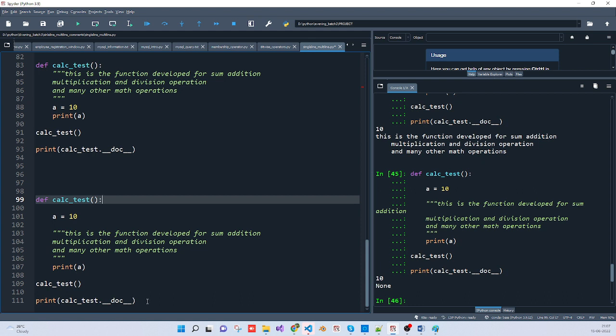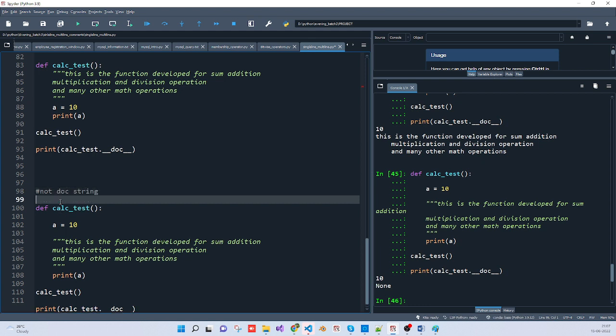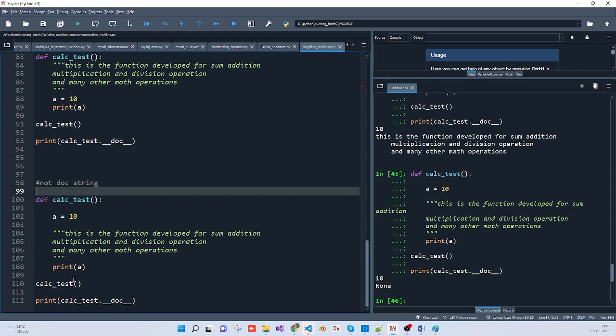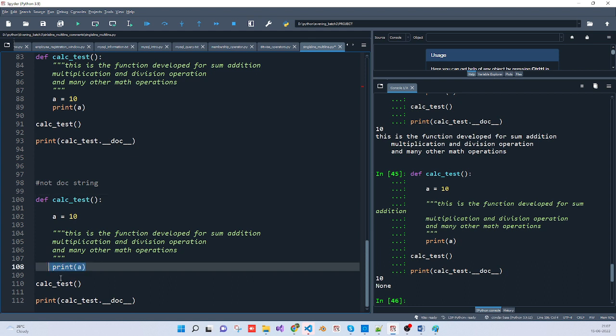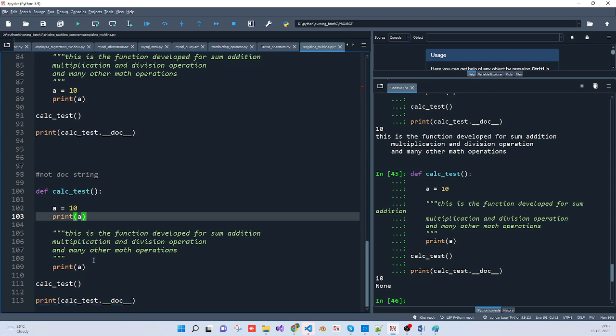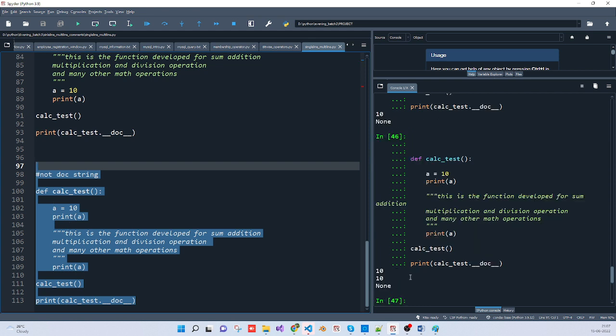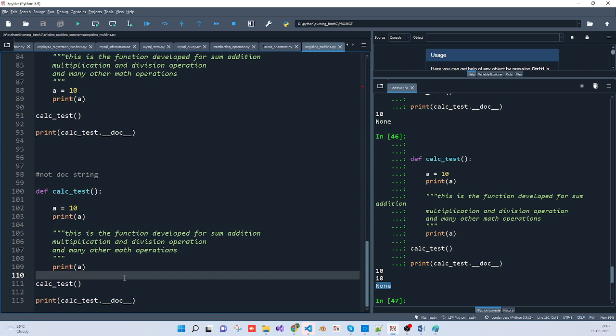Understood, right? After some variable or after some prints, if you write it, it will not be considered a docstring. It will be like a comment for your understanding purpose. Control S. Now see, it is not printing anything. It will print None. Got it? Anyone having any doubt?